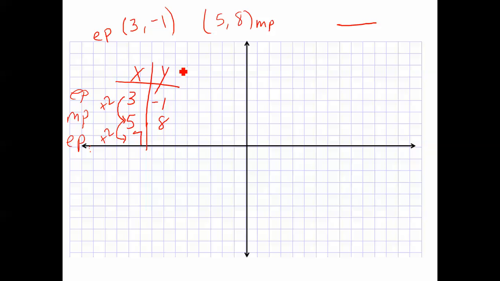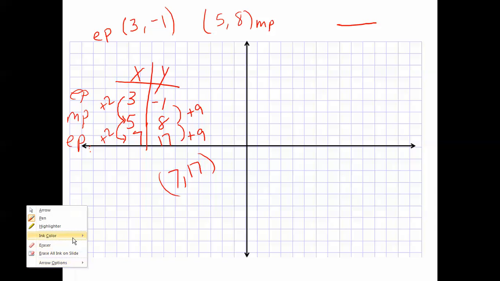Now from here to here, I'm actually adding 9, because the 8 to get from 0 plus this extra 1. So I have to add 9 again to get to my other endpoint, and 8 plus 9 is 17. So my other endpoint is 7, 17. Okay, let's work one more this way.